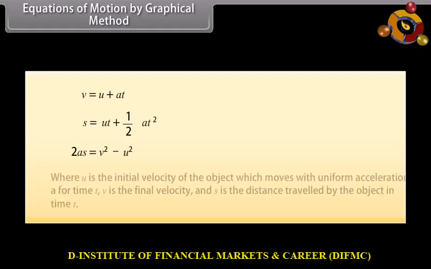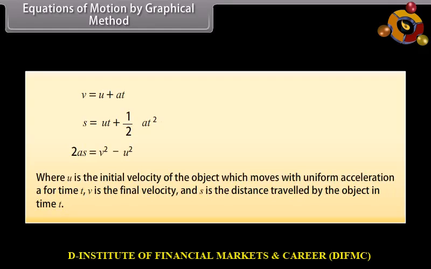Equations of motion by graphical method. The three equations of motion are v = u + at, s = ut + 1/2 at², 2as = v² − u², where u is the initial velocity of the object which moves with uniform acceleration a for time t, v is the final velocity, and s is the distance traveled by the object in time t.